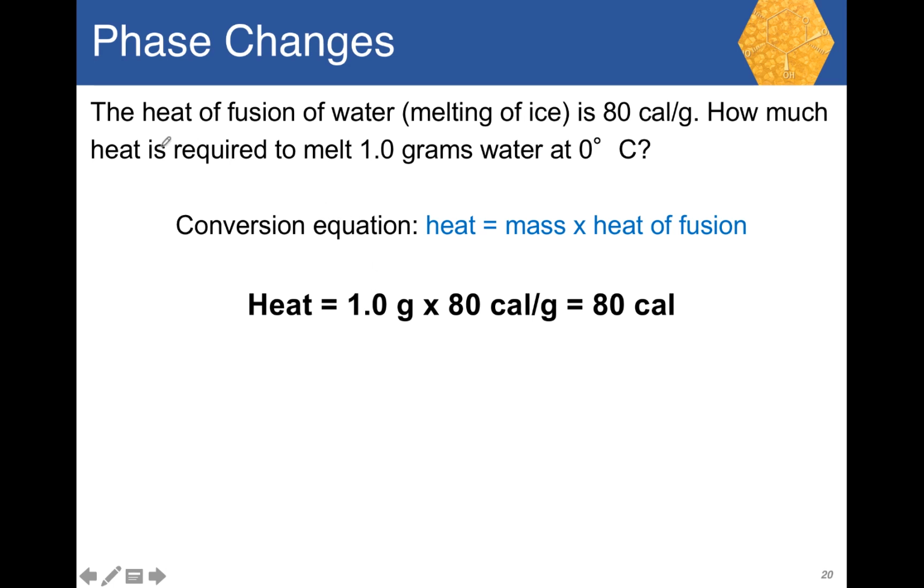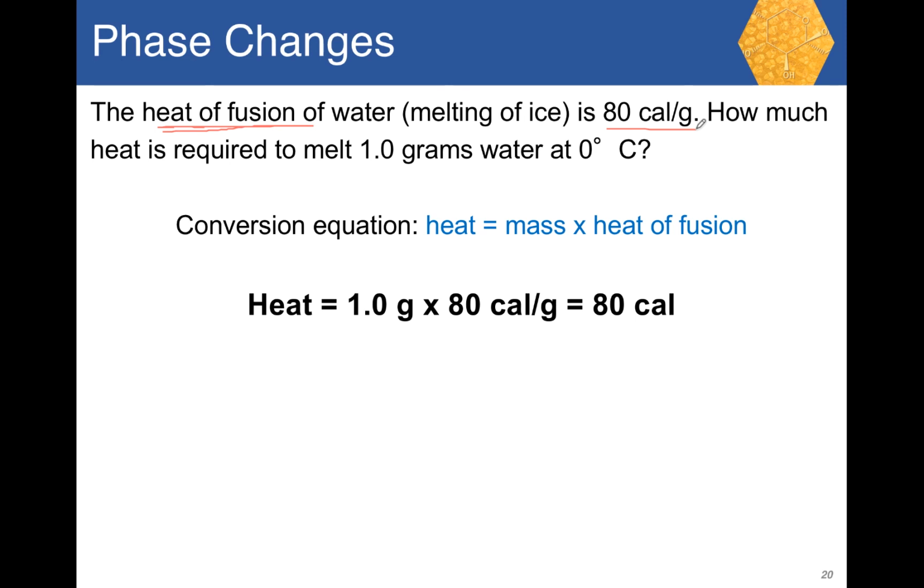There is a term here that I will introduce, the heat of fusion. The heat of fusion is the heat required to separate or to break these intermolecular forces that exist between molecules of water. The heat of fusion for ice is 80 calories per gram. So it's a physical property. It's measurable.